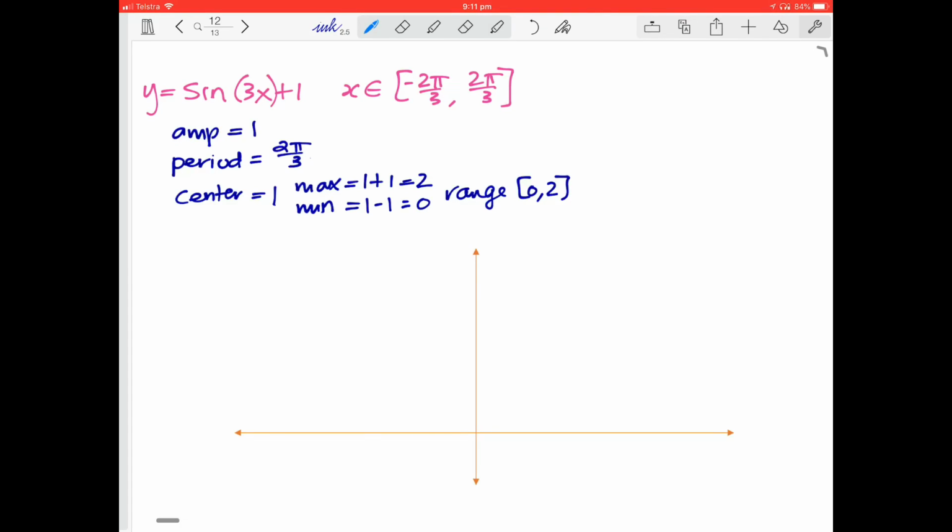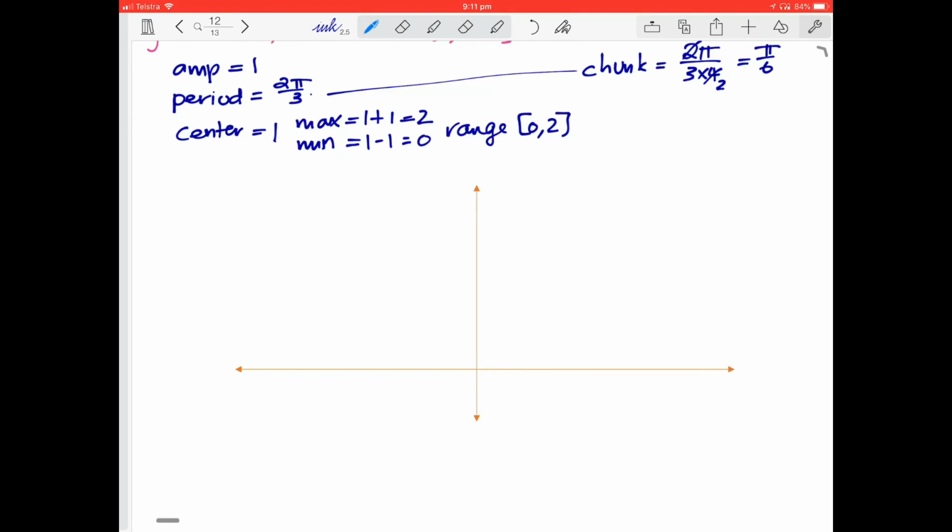Okay, our period is 2 pi on 3, so a chunk is 2 pi on 3 divided by 4, which is the same as multiplying the bottom by 4. They will cancel, and I end up with pi on 6. So each chunk is pi on 6. We've got to go from negative 2 pi on 3 to 2 pi on 3. So I'm going to say that's 2 pi on 3, and then that's negative 2 pi on 3. We know that our minimum is 0. We go to 1, and then we go to 2.